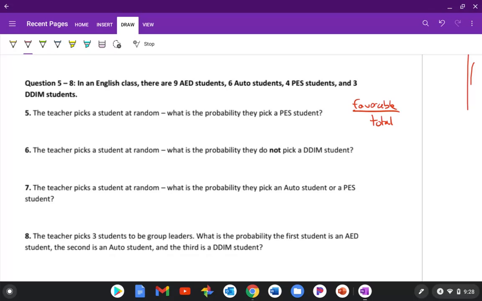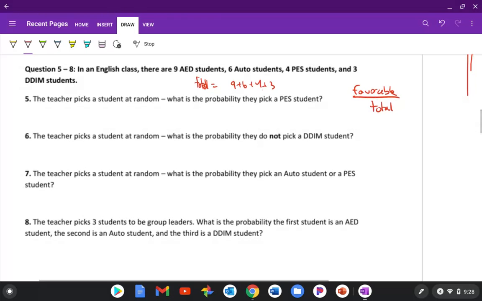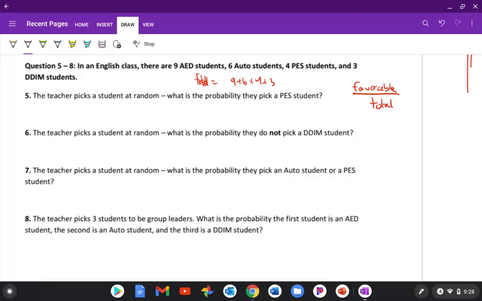For the total, you just want to add these up: 9 plus 6 plus 4 plus 3. So you do the number of PES students over the total number of students in general. Number 6, probability of not a DD-IM student. And I think that's the wrong acronym, that's my bad. Anyhow, how many students are not DD-IM students? So all the other students over the total number of students.